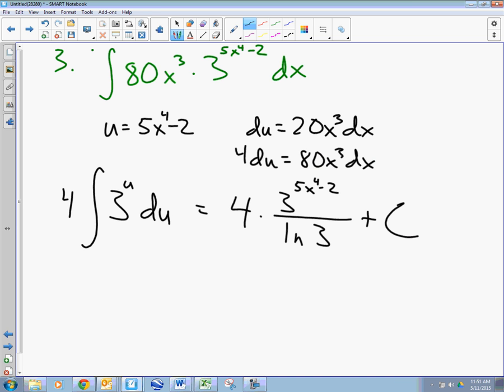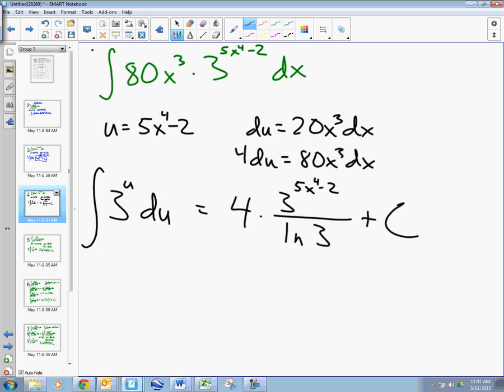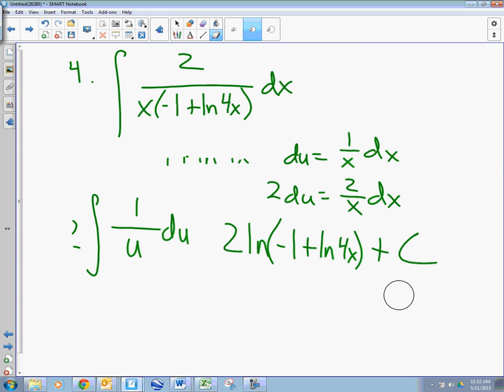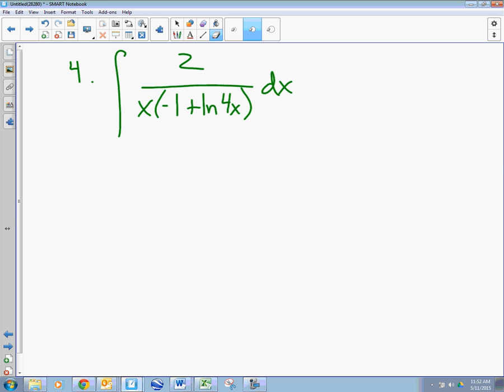Yep. You cannot take the 4 times the 3 to get 12. Totally illegal. Yep, you could put 4 times 3 on top. That'd be fine. We'll leave that up to you.